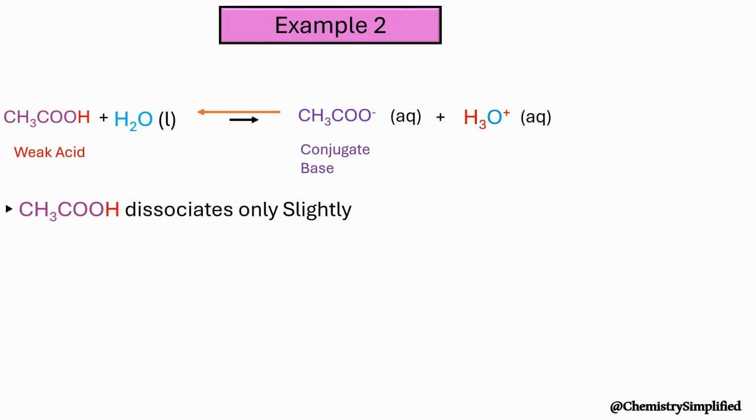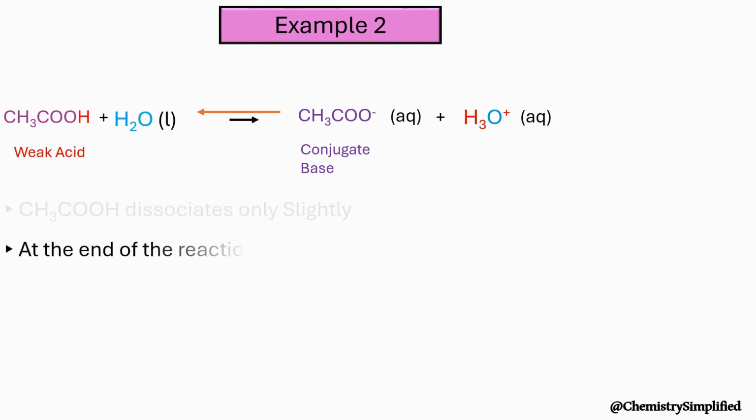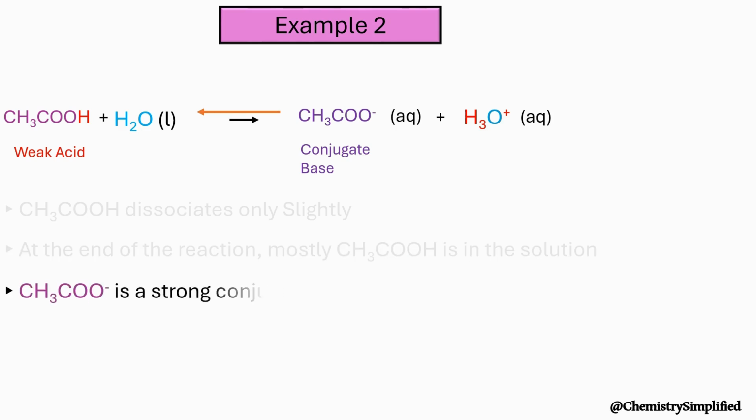So acetic acid is a weak acid, so therefore it dissociates only slightly in solution. At the end of the reaction, mostly acetic acid would be left. And acetate ion is a strong conjugate base because it's from a weak acid.